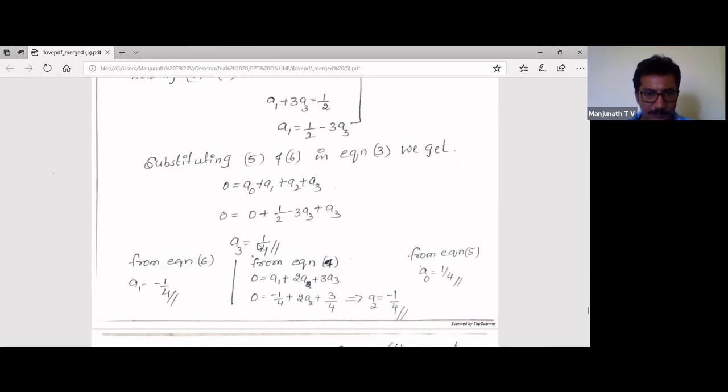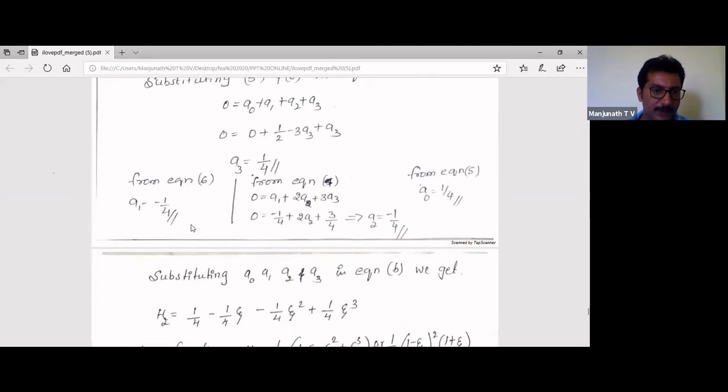Okay, as you simplify, you will get the a3 value, 1 by 4. Then again from equation number 4, you can calculate the a2 value. The equation number 4 above is like this, and here you substitute the a1 value, minus 1 by 4. What you have got here.